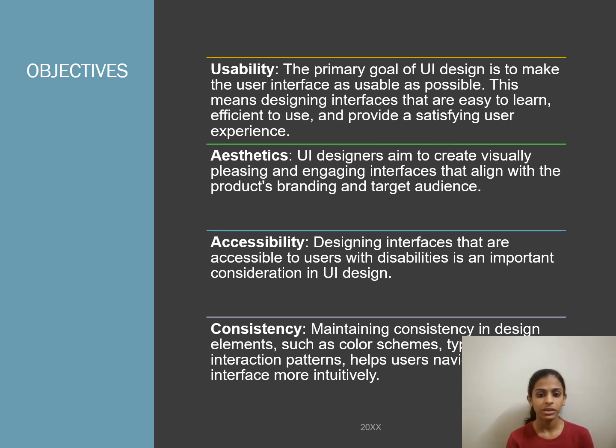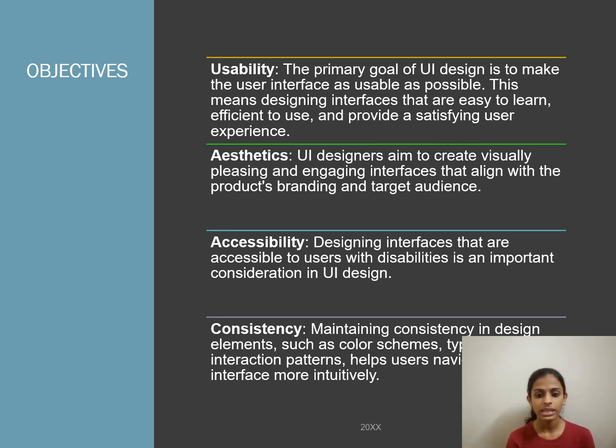So next is accessibility. Designing interfaces that are accessible to users with disabilities is an important consideration in UI design. UI design is really a plus point when it comes to people with disabilities also. The applications or the websites can also be created in such a way that persons with disabilities can also access the UI design. So it is one of the major objectives when it comes to UI design.